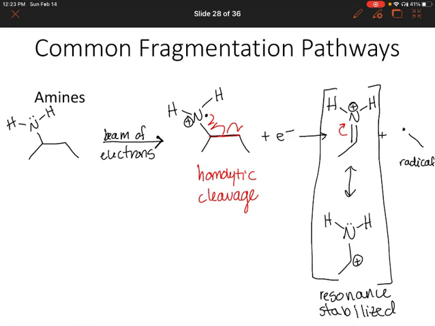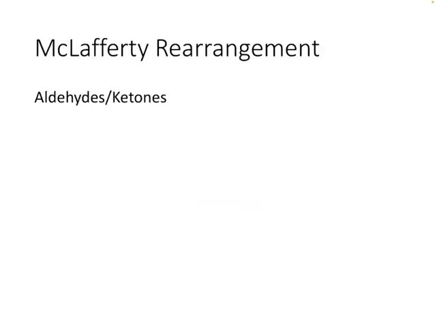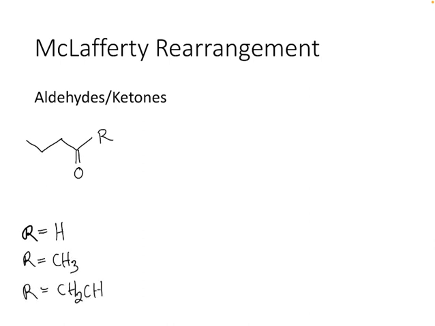All right, so now let's talk about that McLafferty rearrangement that I mentioned earlier. So if you start with an aldehyde or a ketone, let's see what happens. So let's just say we start with a carbonyl group, and that R group could either be a hydrogen if we have an aldehyde, it could be a CH3 group, maybe it's an ethyl group. You know, we could really have any group there. But the same type of rearrangement occurs.